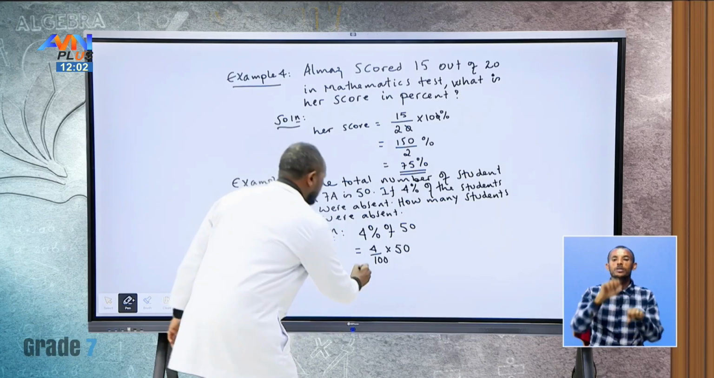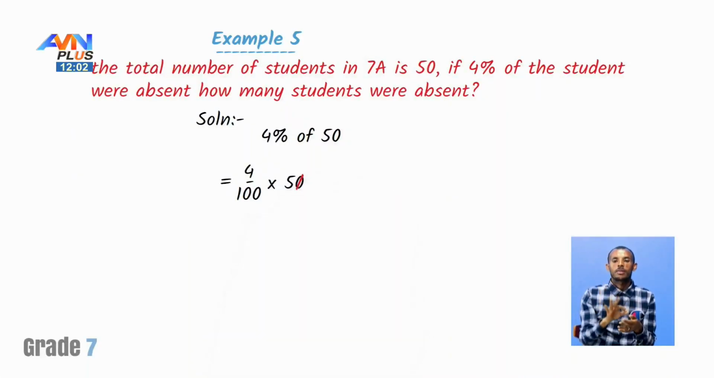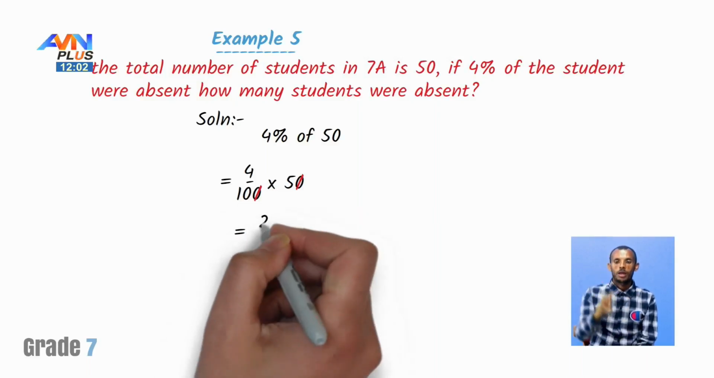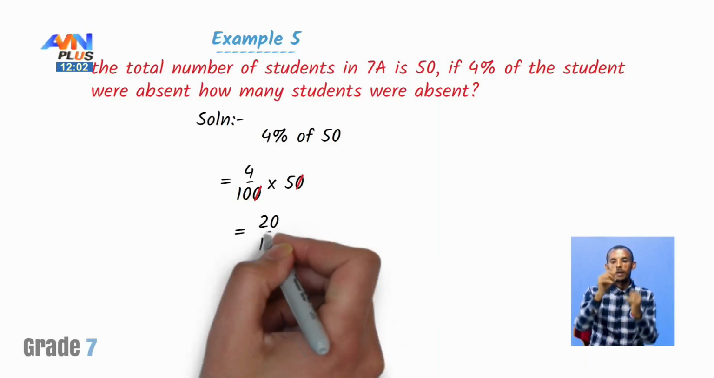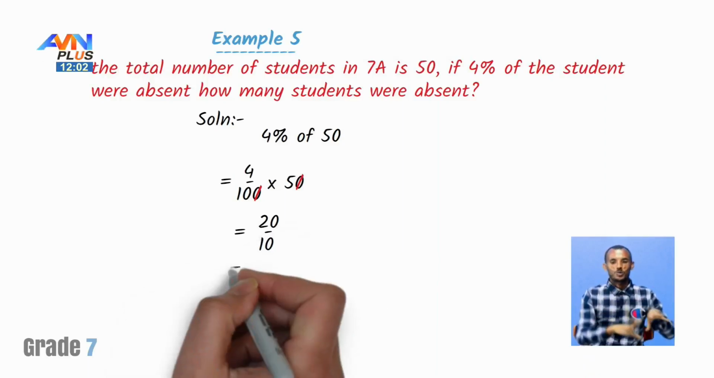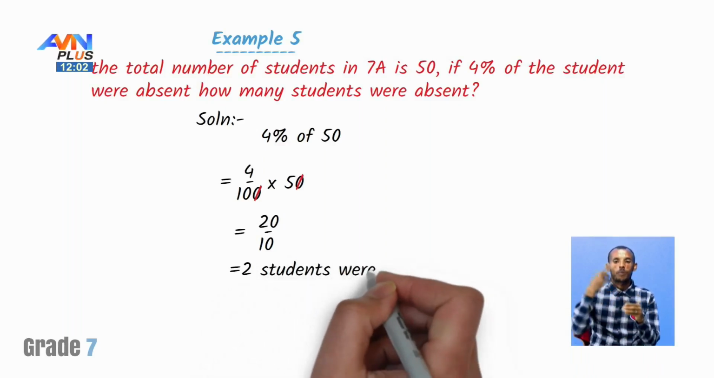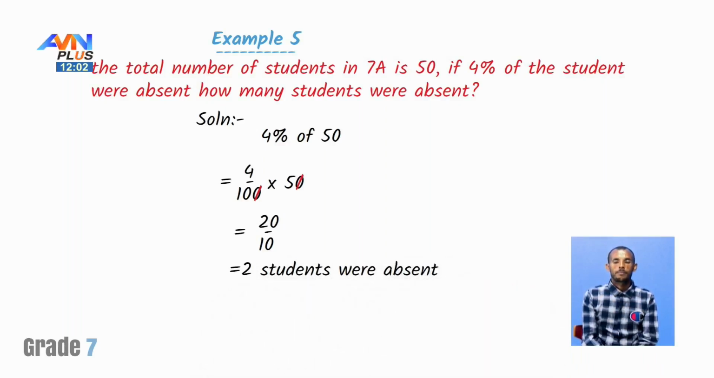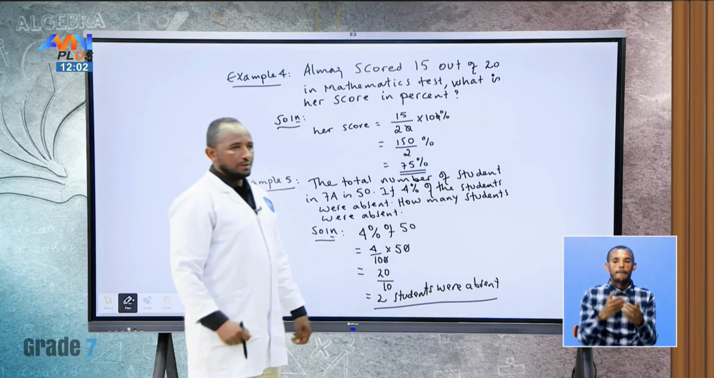So when you simplify this, you can cancel 0 by 0. And 4 times 5 is 20 divided by 10. 20 over 10 is 2. 2 students were absent. So this will be the answer. Now we'll proceed to another example.